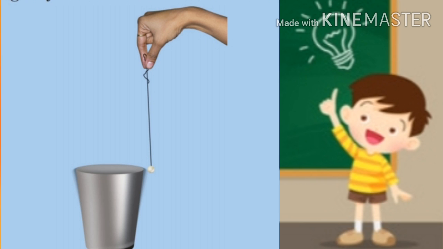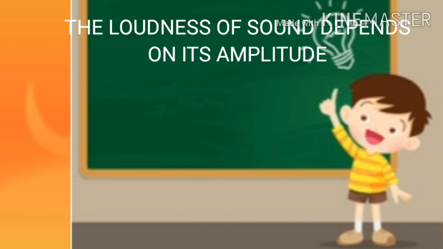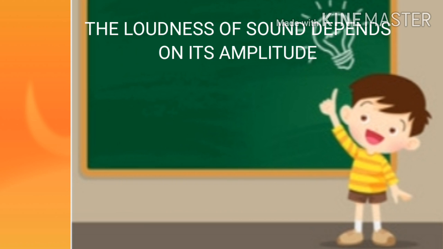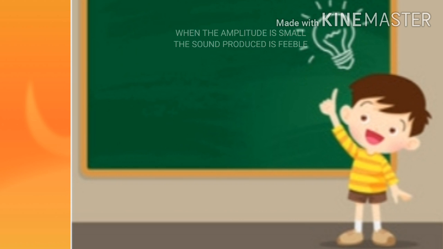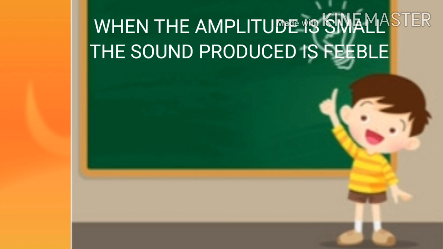So how can we explain this? The sound was louder with the spoon. How did we get to know this? Because of the amplitude. The amplitude of the spoon sound is larger, because of that the sound was louder. The amplitude of the thermocol sound was very small, so because of that we are not getting as loud a sound as compared to the spoon. So the loudness of the sound depends on its amplitude. When the amplitude of vibration is large, the sound produced is loud. When the amplitude is small, the sound produced is feeble.